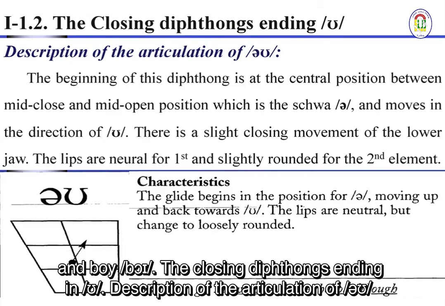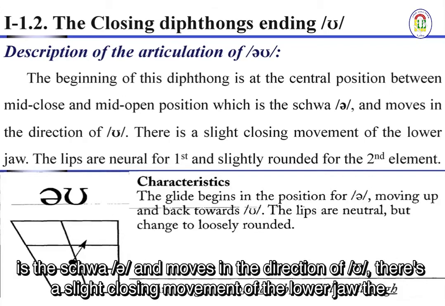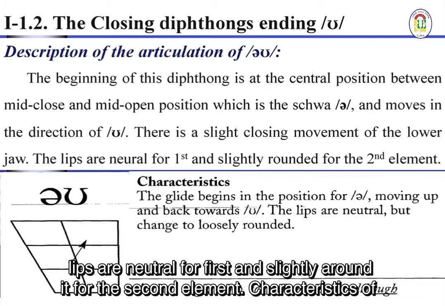Description of the articulation of O. The beginning of the diphthong is at the central position between mid-close and mid-open position, which is the schwa, and moves in the direction of U. There's a slight closing movement of the lower jaw. The lips are neutral for the first and slightly rounded for the second element.